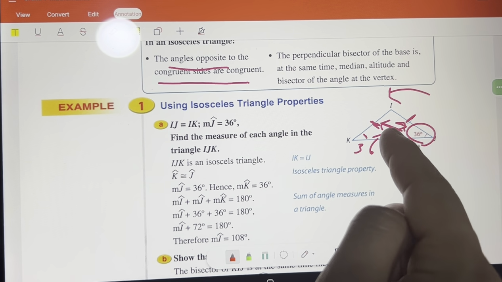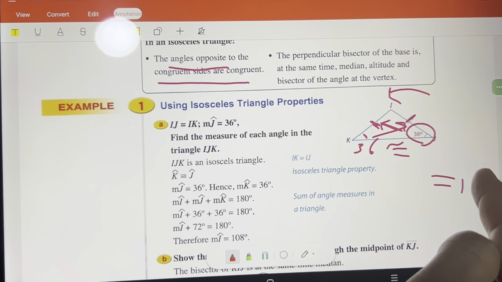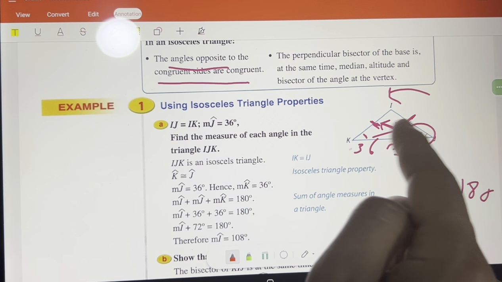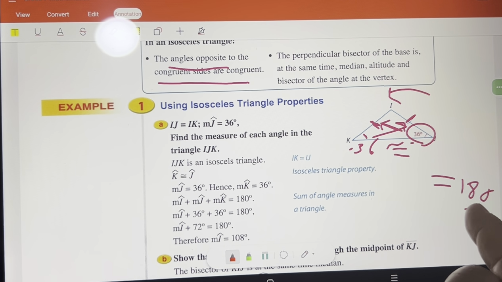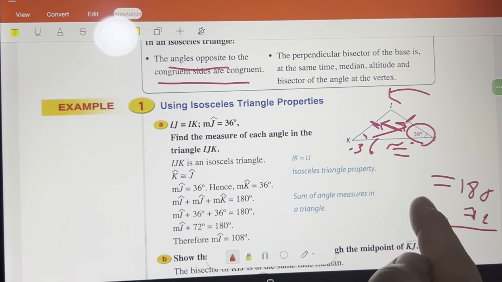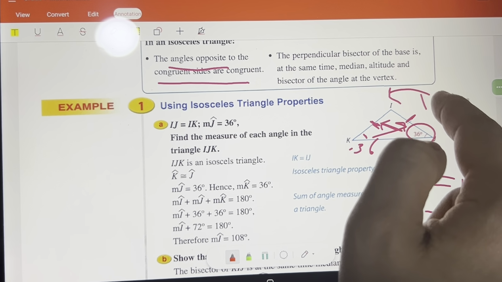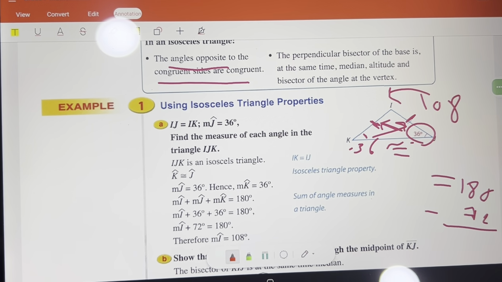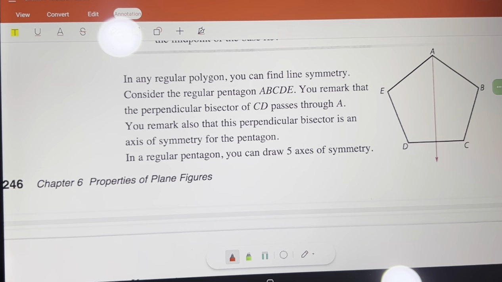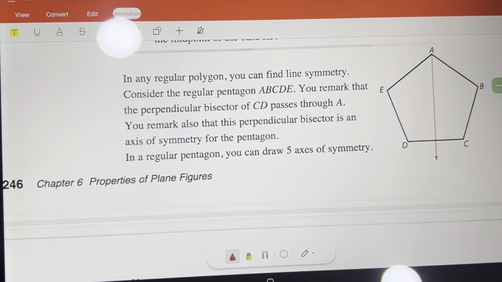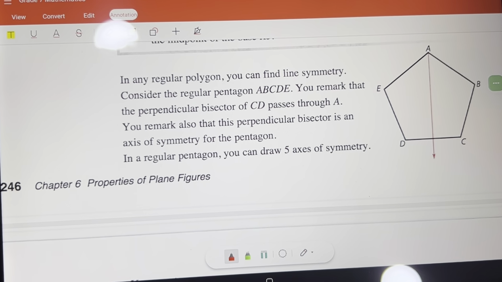The sum of the angles of a triangle is 180. So when we add those two, I get 72. I have to subtract it from 180, and when we do this, I get 108. So the measure of angle I will be 108.